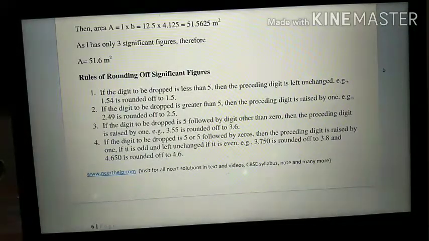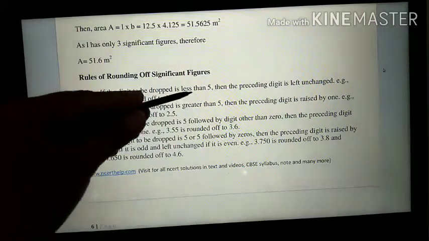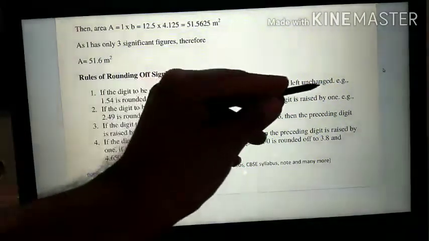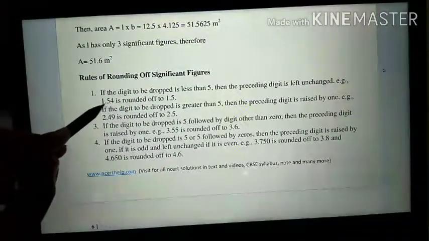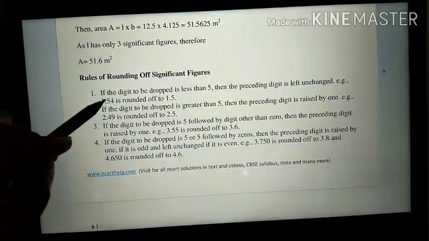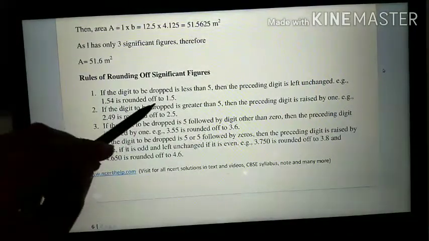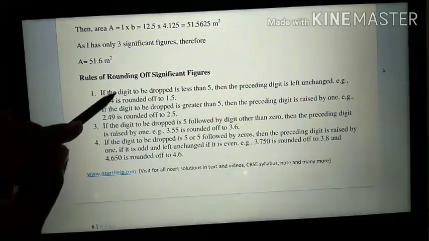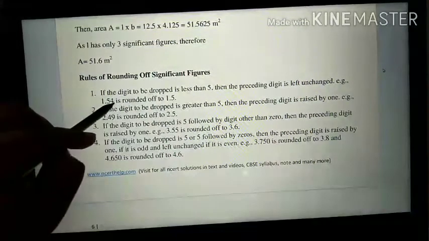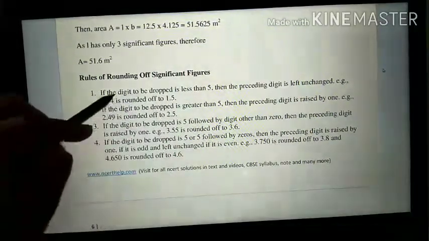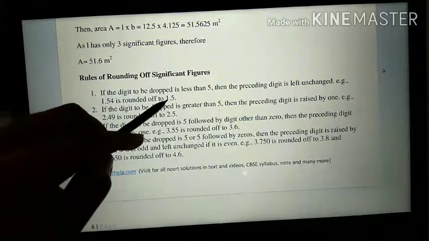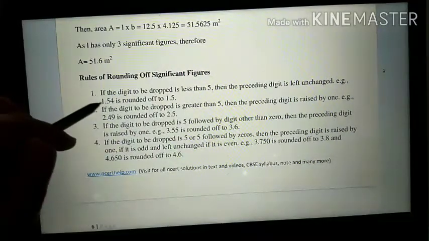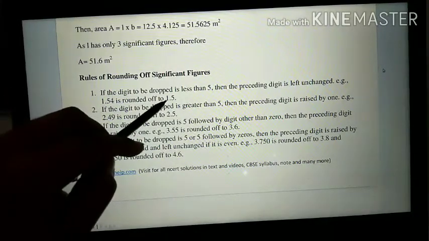So first, if the digit to be dropped is less than 5, then the preceding digit is left unchanged. Here one example is given: 1.54 is rounded off to 1.5. But why? Because 4 is less than 5, so the 5 is unchanged. So we can round off this number to 1.5.